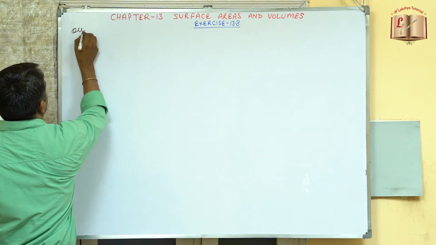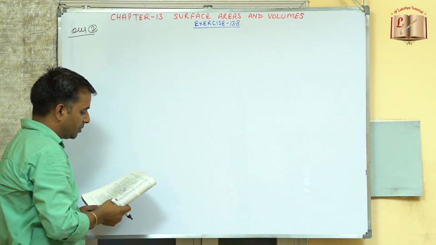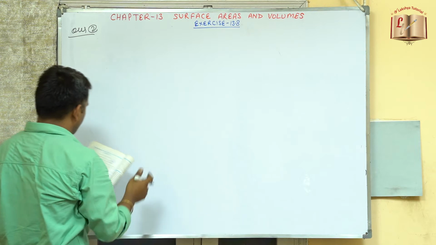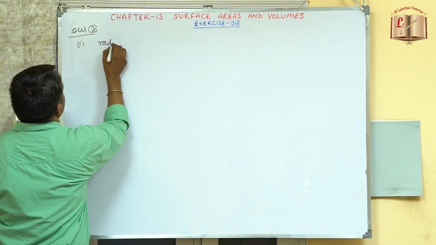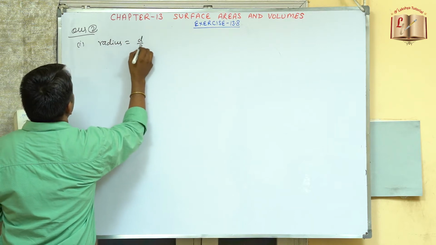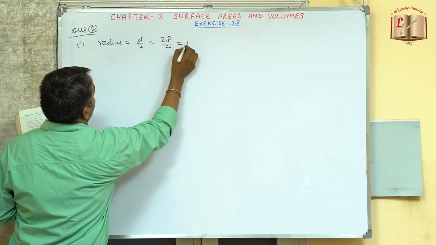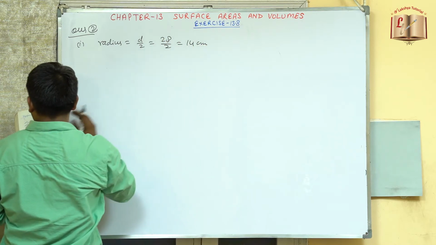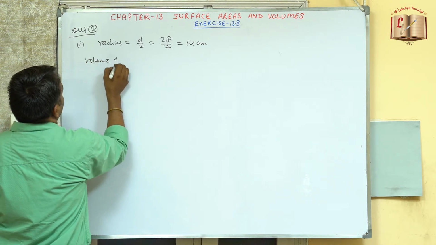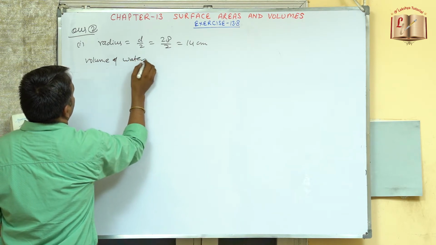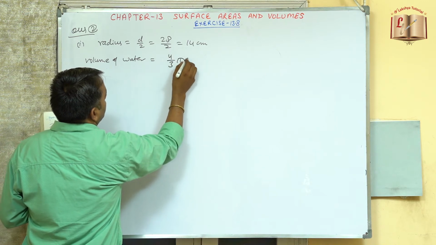So now coming to question number 2. Find the amount of the water displaced by the solid spherical ball of the diameter. So diameter is already given. So for the first part, radius is equals to diameter by 2. So this is 28. 28 by 2 means 14 centimeters. So we need to find out the volume of water. So volume of water will be equals to the volume of the sphere.